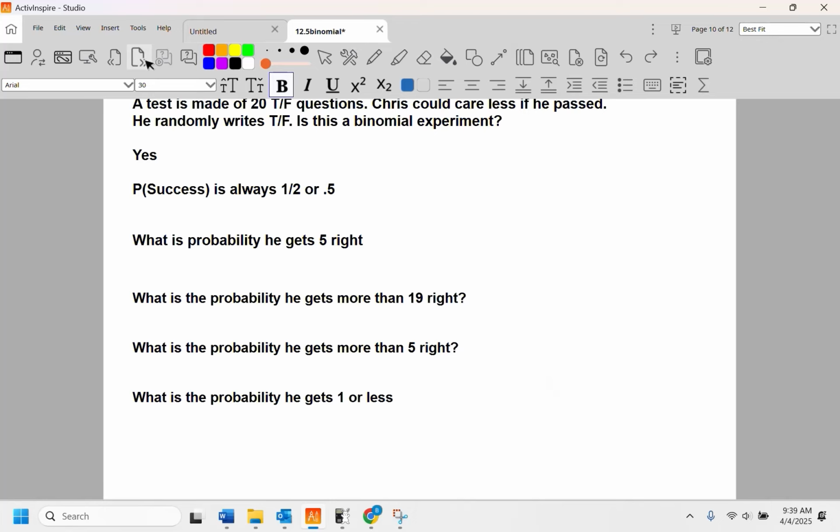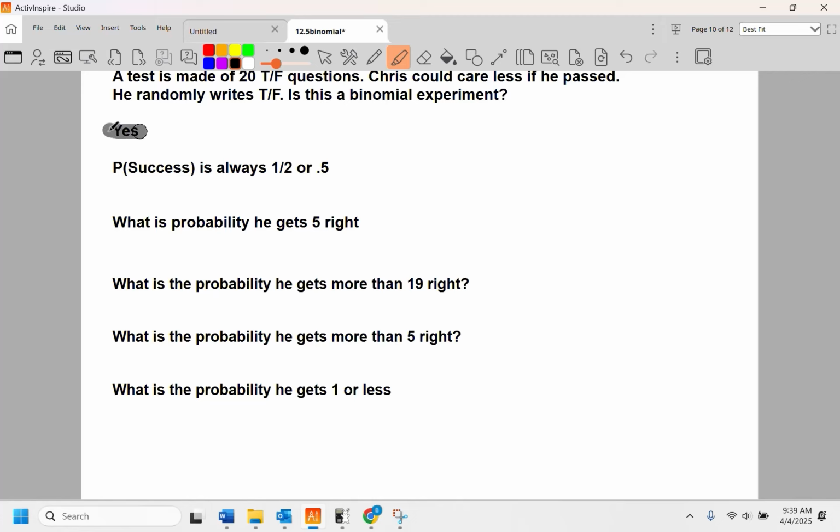All right, so a test is made of 20 true-false questions. Chris could care less if he passed. He randomly writes true-false. Is this a binomial experiment? Yes, it is, because you have an equal chance of getting it right each and every time. And what he guesses on number 19 does not influence how he guesses on the next one. He is blindly guessing.